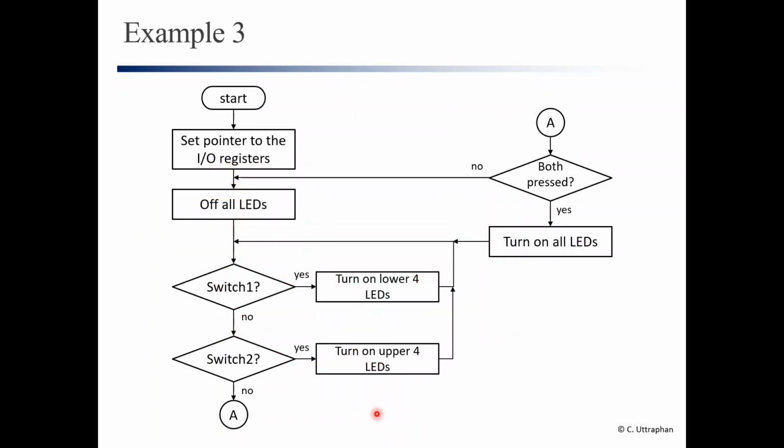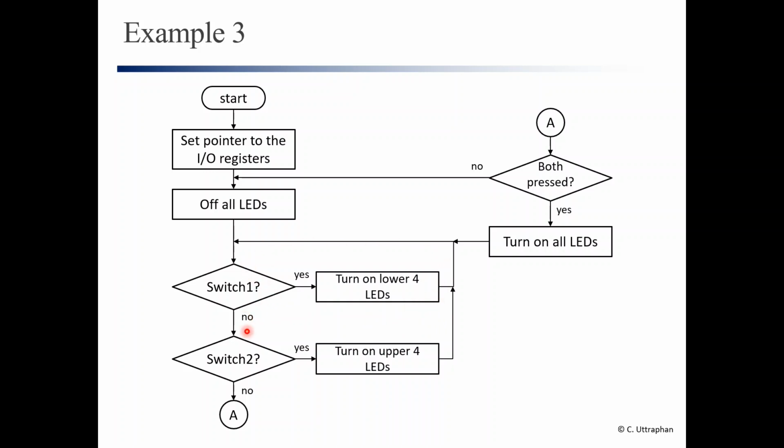Here is the flowchart of this application. First, we need to set the pointer to the I/O registers. We can use any of the general-purpose registers. Then we turn off all LEDs. Then we test whether switch 1 is pressed or not. If pressed, we need to turn on the lower 4 LEDs, and go back to test again. If still pressed, then we go through this path again.